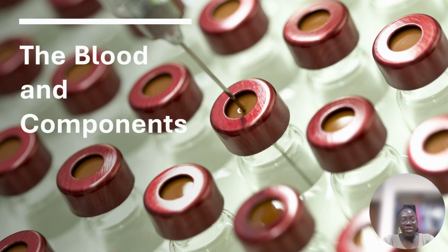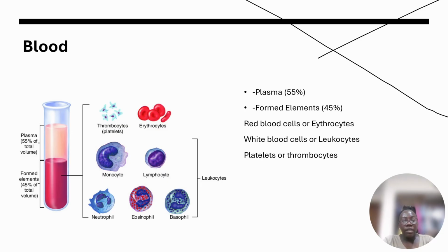In today's video, we're going to see the blood and its components. Let's keep going. So the blood is made of plasma and formed elements. The plasma is the liquid part of the blood.